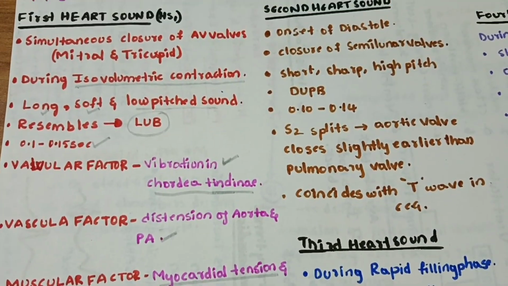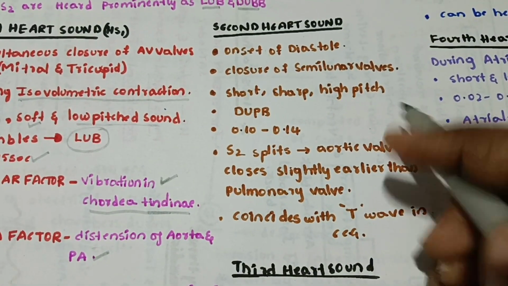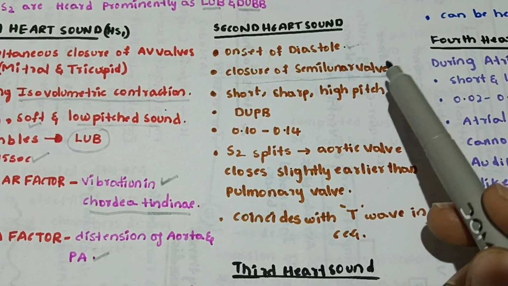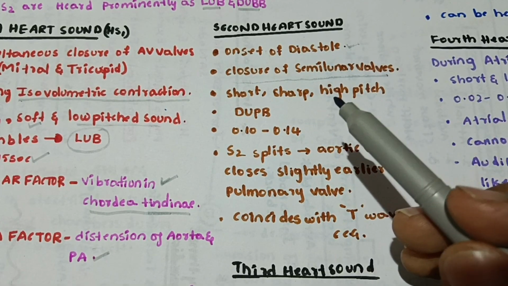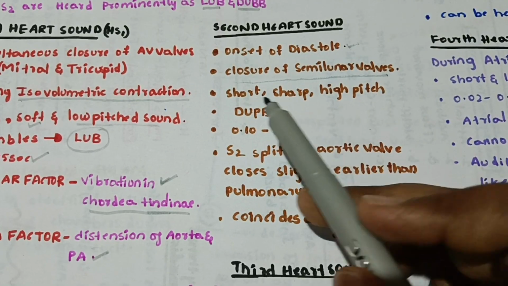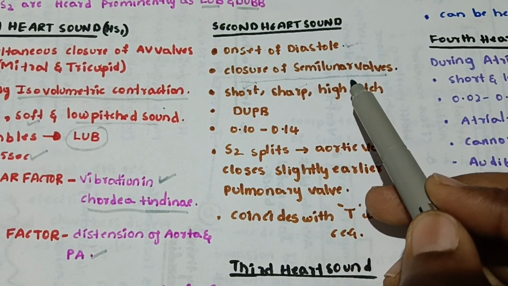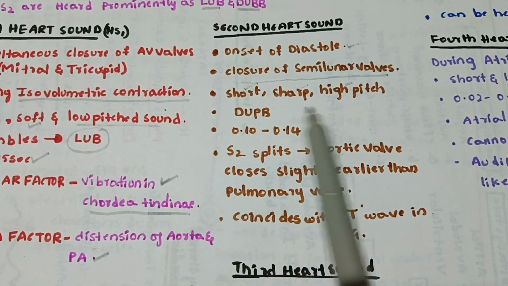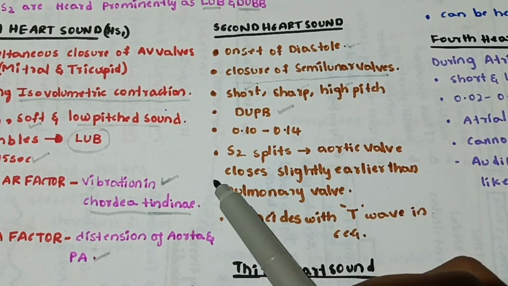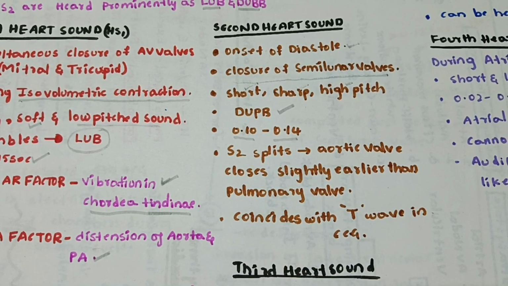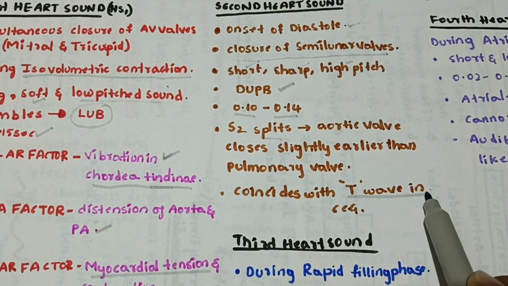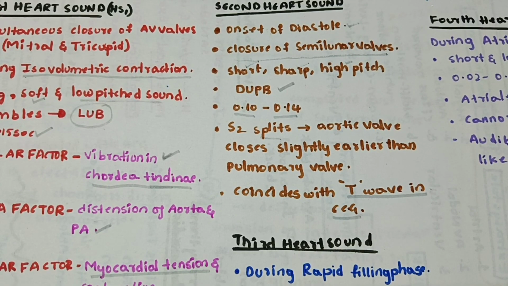Now let's see the second heart sound. It is produced at the onset of ventricular diastole, with closure of the semilunar valves, because there is a chance of backflow from the pulmonary artery and aorta to the ventricles. The sound is sharp and high pitched. Here it is long, soft and low pitched, lub, and here it is short, sharp and high pitched, dub. It lasts 0.10 to 0.14 seconds. Heart sound 2 is split because the aortic valve may close earlier than the pulmonary valve, so we can hear a split sound. It coincides with the T wave in the ECG.